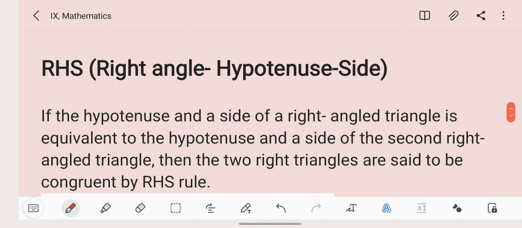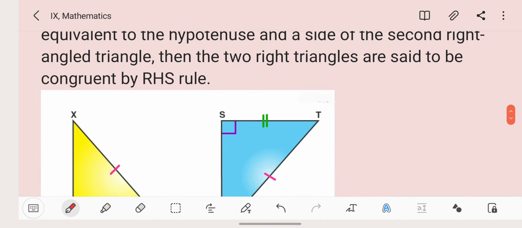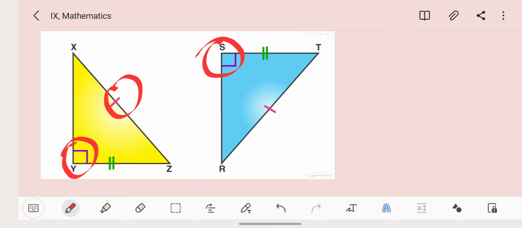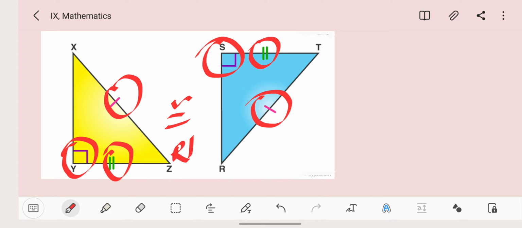Right angle, hypotenuse and side. This is in the case of a right angle triangle, where one angle is right, 90 degrees. The hypotenuses are equal, and one of the sides of the triangles are equal. So in this case, the triangles become congruent by RHS. This is the right angle, this is the hypotenuse, and this one is the side.